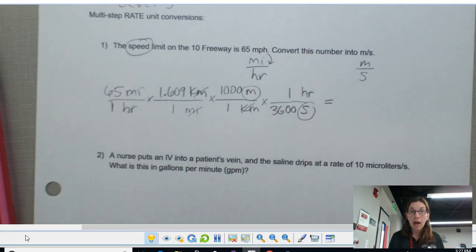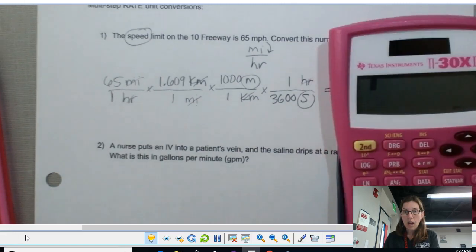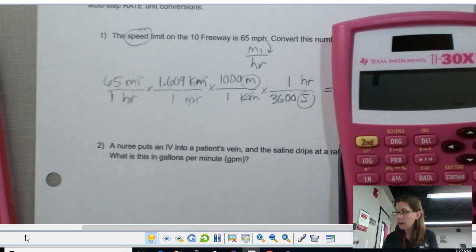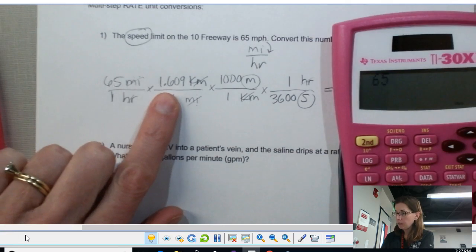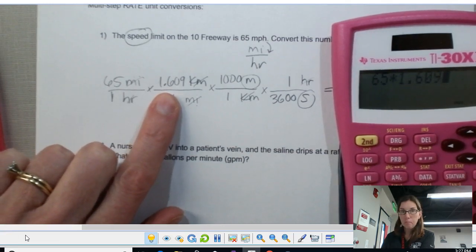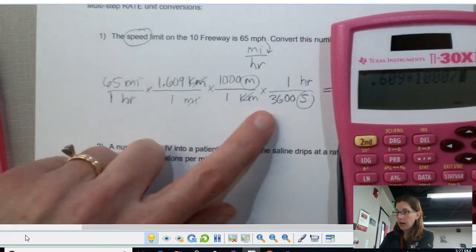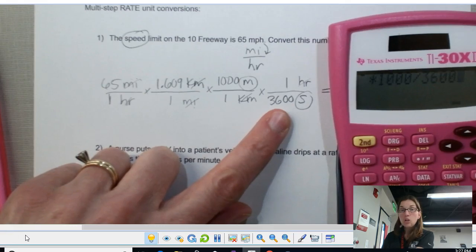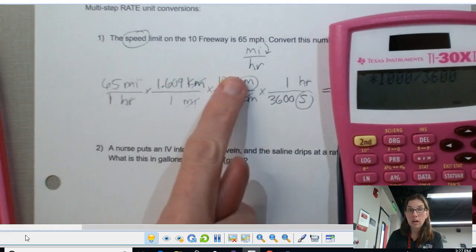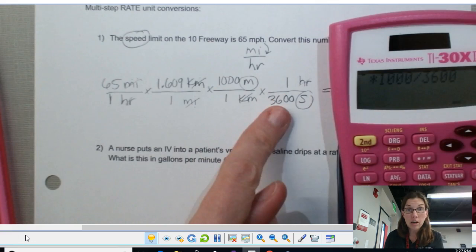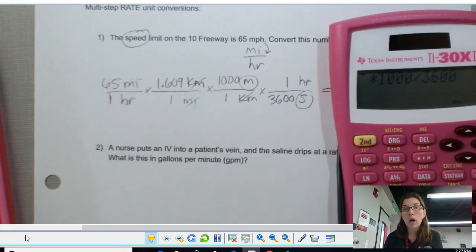All right, now that I have this set up, I can compute it. So on my calculator, I'm going to say 65 times 1.609 times 1,000 divided by 3,600. You basically multiply by every numerator and divide by every denominator. It's just that I ignored anything that was 1. Because if you multiply anything by 1, it's itself. If you divide anything by 1, it's itself. So you can ignore the ones. Okay, now I'm going to hit equals.